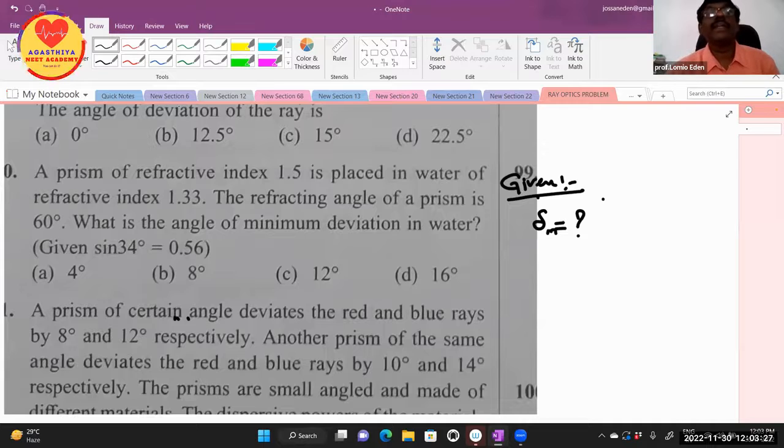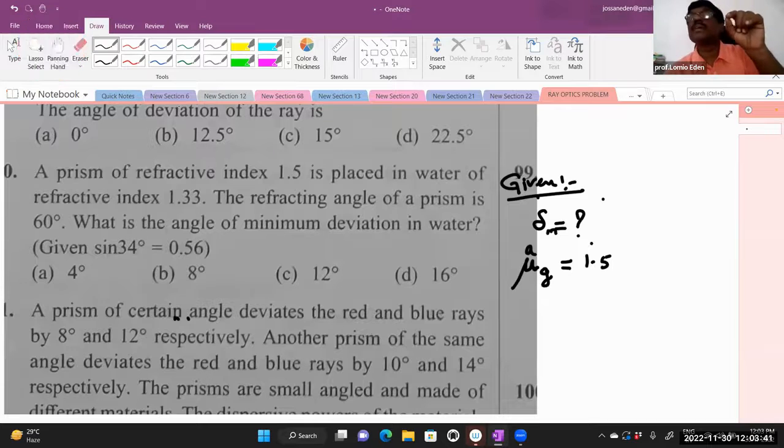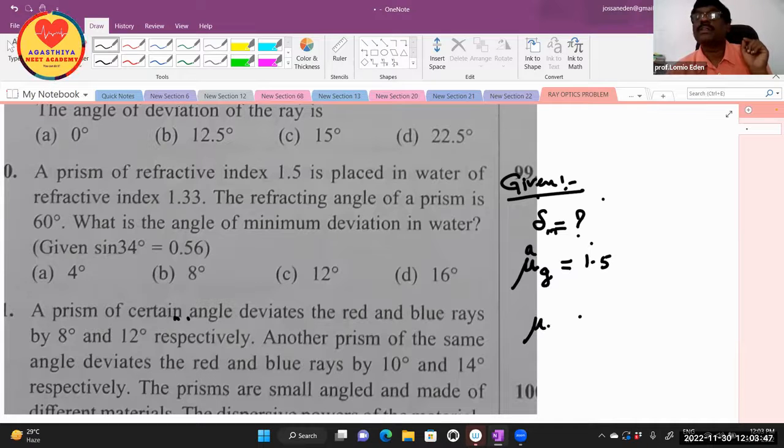The prism is made up of glass with a refractive index of 1.5 with respect to air. It is placed in water of refractive index 1.3. That means the refractive index of water with respect to air is 1.33.